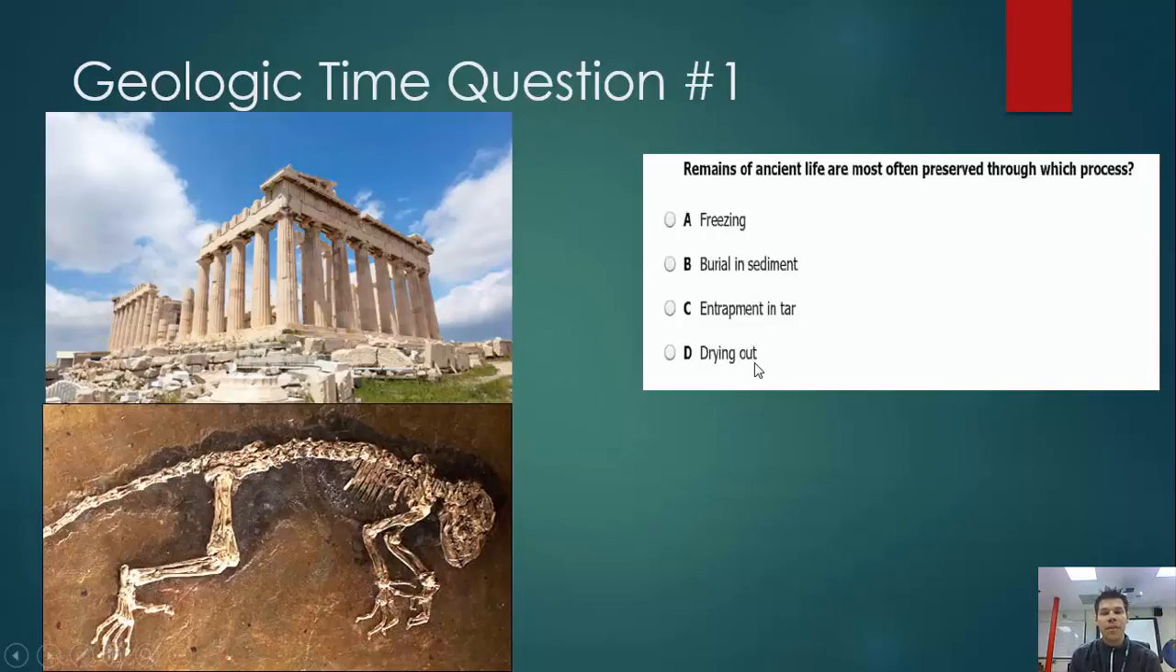And drying out. So the question here is really tough because it gives you three reasonable answers that are ways that fossils are preserved. But it's asking you most often, and most often fossils are found in the ground, buried in sediment, in sedimentary rock. So the answer is B, burial in sediment.